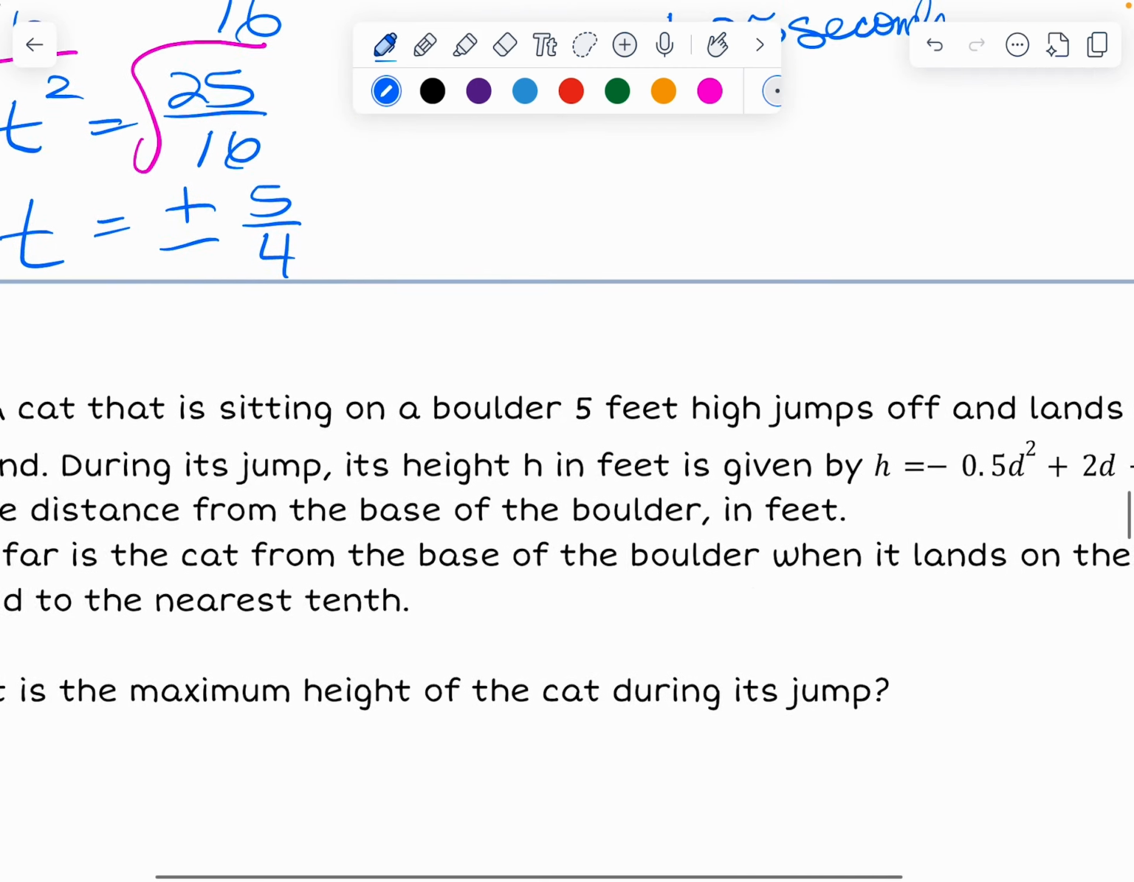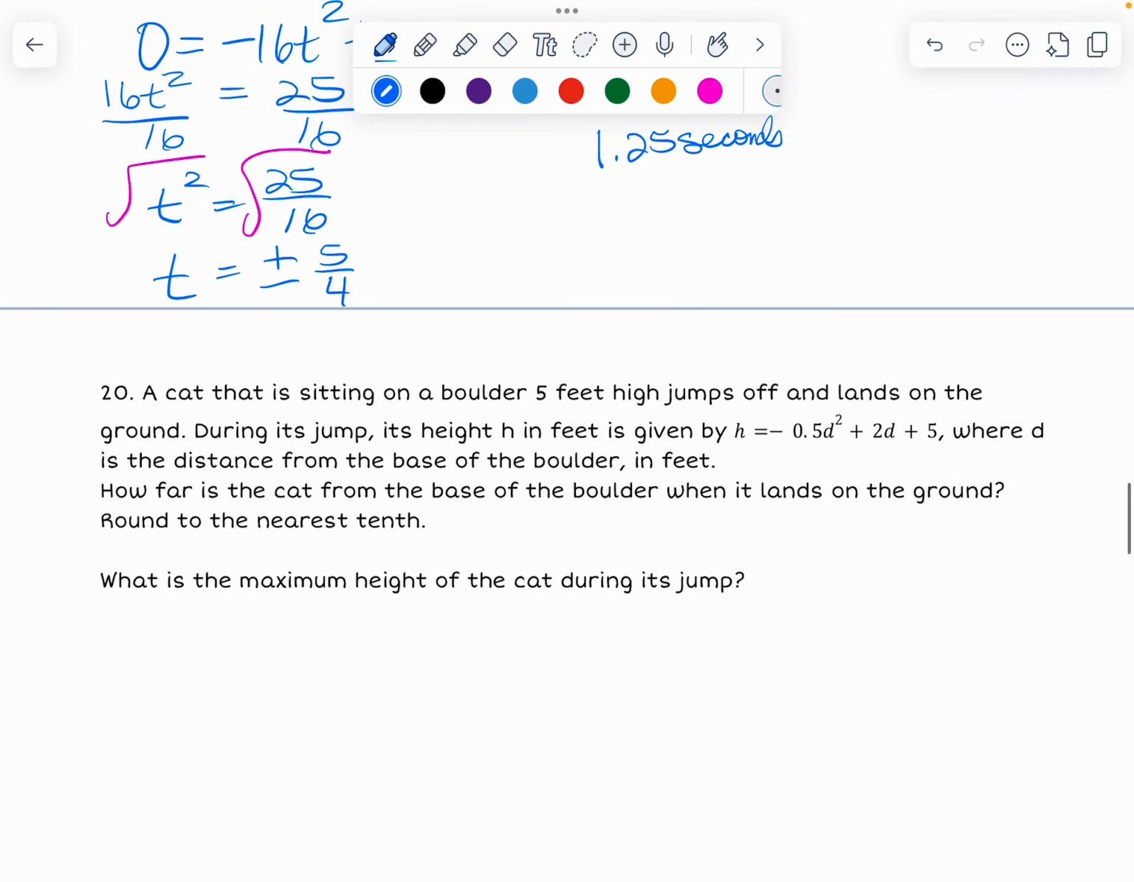Okay, the next one. A cat that is sitting on a boulder 5 feet high jumps off and lands on the ground. During its jump, its height, h in feet, is given by h equals negative 0.5d squared plus 2d plus 5, where d is the distance from the base of the boulder in feet. How far is the cat from the base of the boulder?